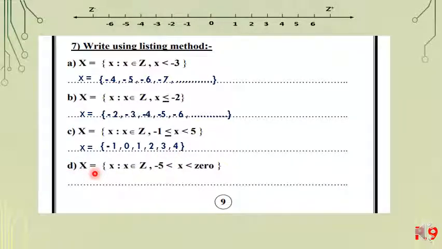Letter D, x equal x such that x belongs to z and x bigger than negative 5 and smaller than 0. So x equal, here is negative 5. Where are the integers which are bigger than negative 5? Here we have negative 4, negative 3, negative 2, negative 1. I'm going to stop at negative 1 because x bigger than negative 5 and smaller than 0. So my answer would be negative 4, negative 3, negative 2, negative 1.